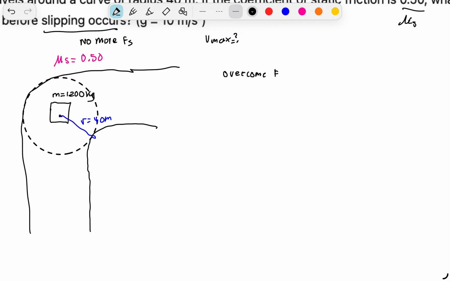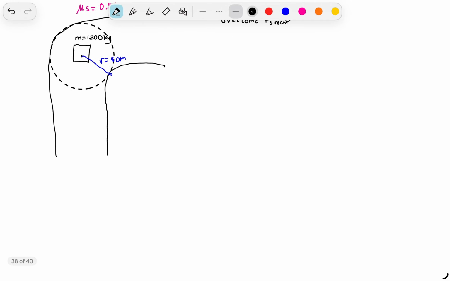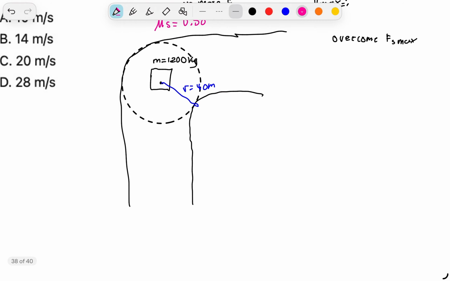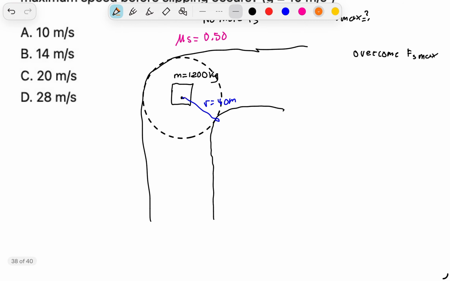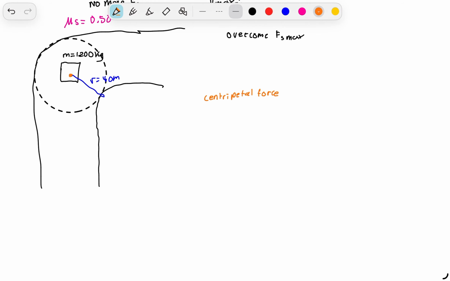Overcome Fs max. So here, what do we have that is providing our centripetal force? So we have something here that is keeping the object moving in a circle. So your centripetal force is from your friction.